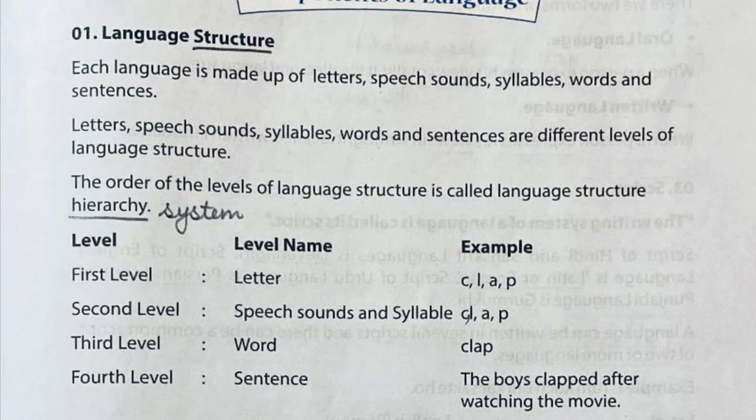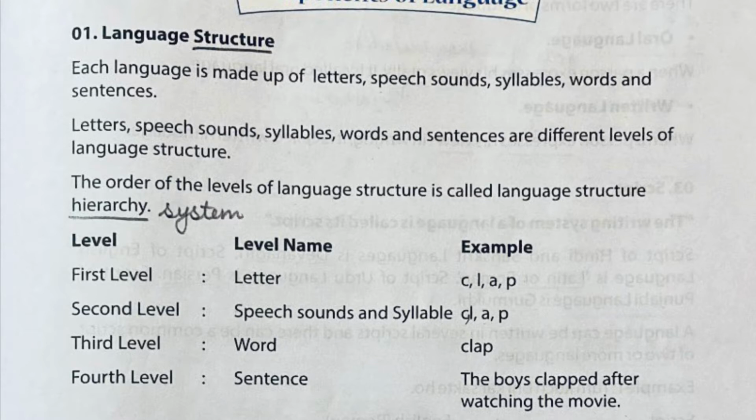So, here we go. First of all, we are going to understand language structure. Okay, so what is language structure? Structure means a formation, pattern, or plan. So language structure, beta, what is language pattern or how language is written? All of this we are going to understand. First of all, each language is made up of letters, speech sounds, syllables, words, and sentences.